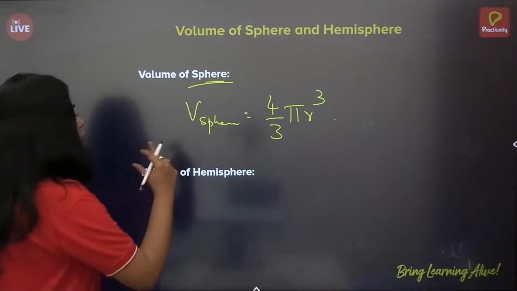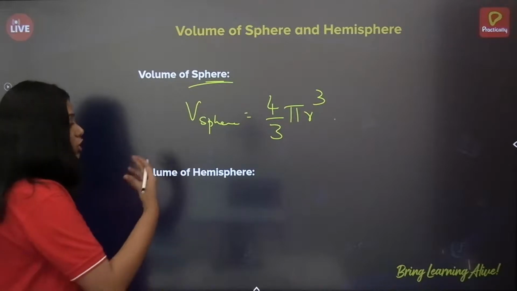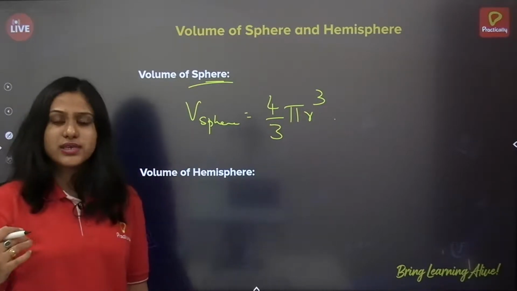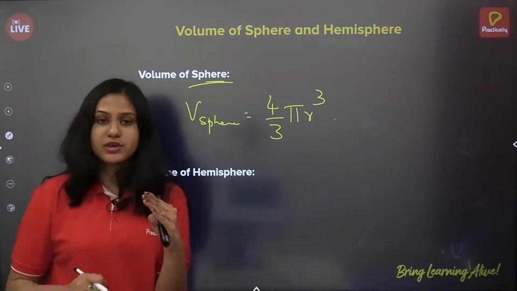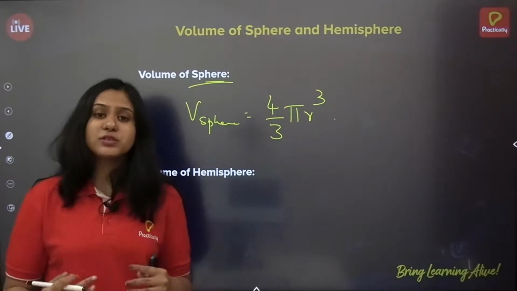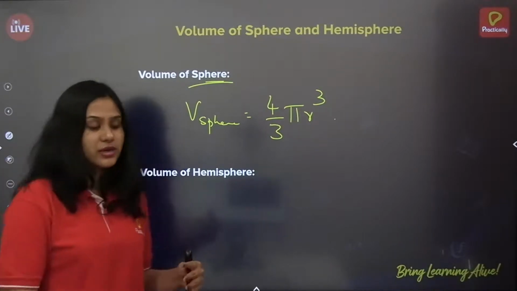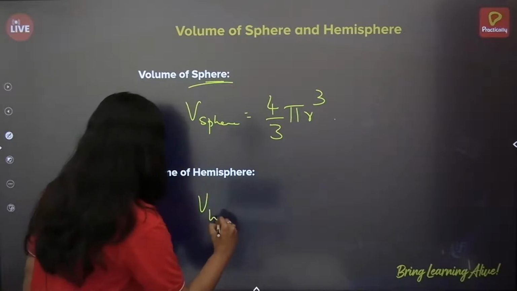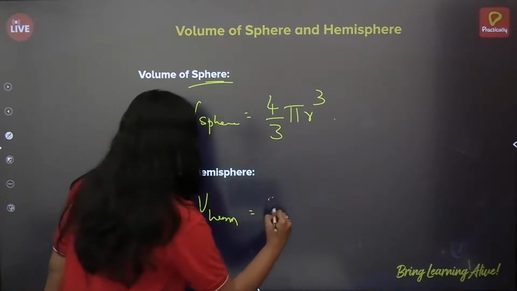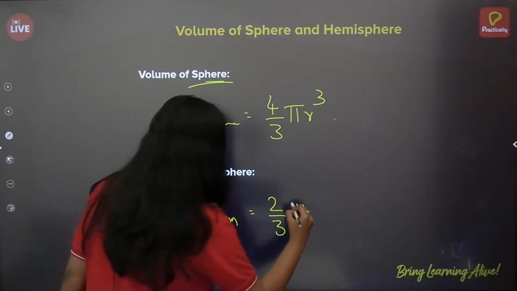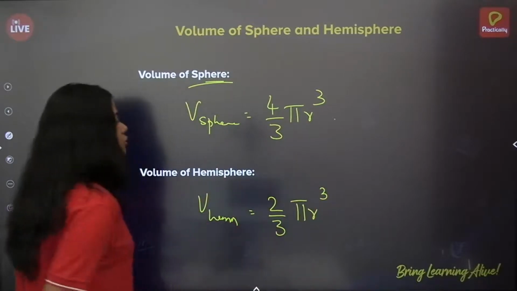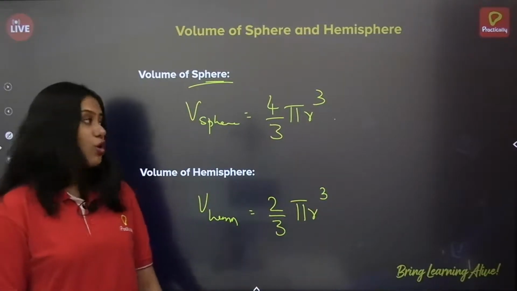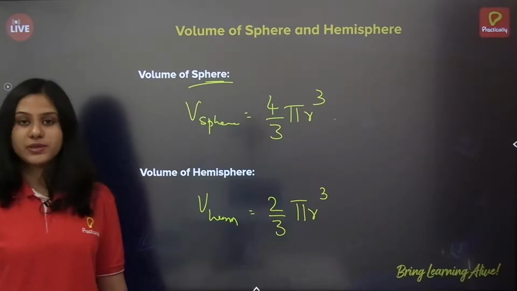Okay. So, volume of sphere is this much. What will be the volume of hemisphere? It's very easy. Hemisphere means half the sphere, correct? So, volume of the hemisphere will be half the volume of the sphere. So, volume of hemisphere is equals to 2 by 3 pi r cube. So, these are the volumes of hemisphere and also sphere.